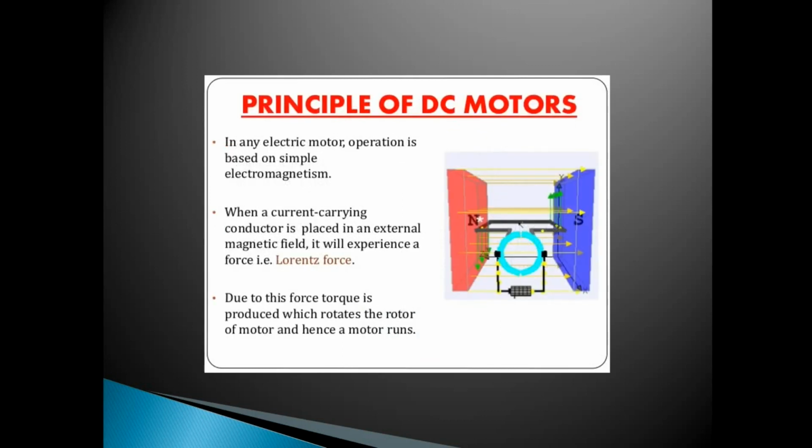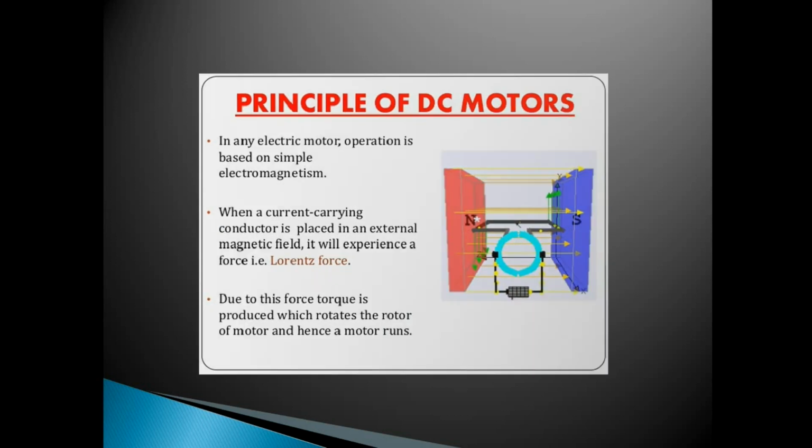Principle of DC motor. In any electrical motor, operation is based on simple electromagnetism. When a current carrying conductor is placed in a magnetic field, it will experience a force, the Lorentz force. Due to this force, torque is produced which rotates the rotor of the motor and hence the motor runs.